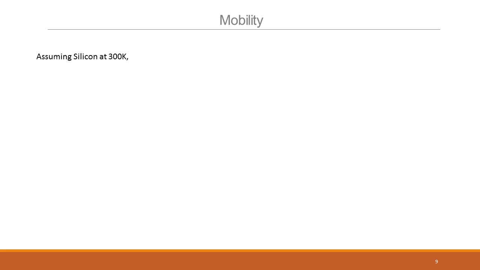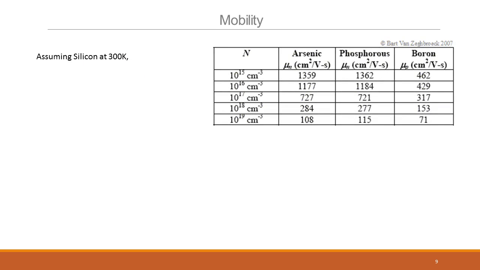Let's assume the base material is silicon. Let's assume the temperature is 300 Kelvin. Right? So this is a table which I've taken from a book, which tells me the mobility of an electron in silicon at 300 degree Kelvin if it was doped with arsenic, phosphorus, or boron.